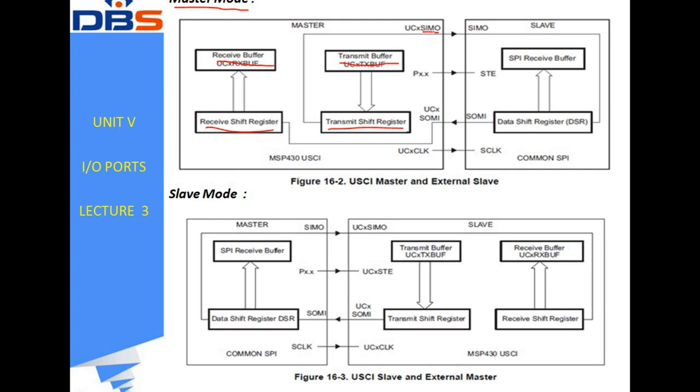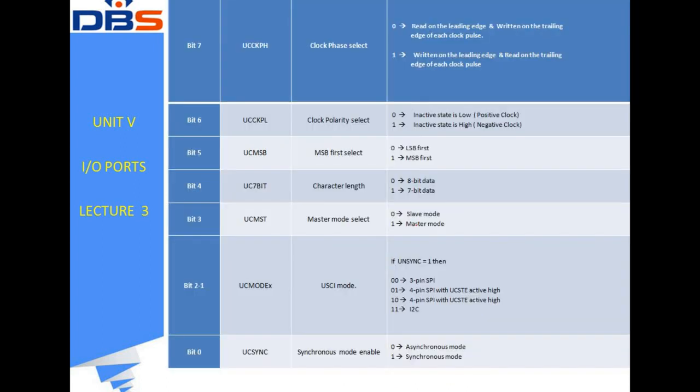So the data which is present in the master is transmitted to the slave through the SIMO pin, that is the slave in master out pin. The data transmitted from the master will be received by the slave through this SIMO pin, and the data which is to be transmitted from slave to master will be sent through the SOMI pin, that is the slave out master in pin, and the clock signal is given from master to the slave. Okay, and the converse of this one is the slave mode.